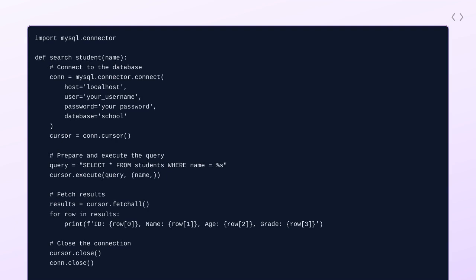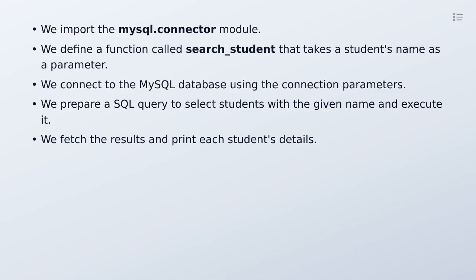In this script, first, we import the MySQL.connector module. Also, we define a function called search_student that takes a student's name as a parameter. Also, we connect to the MySQL database using the connection parameters. Also, we prepare a SQL query to select students with the given name and execute it. Finally, we fetch the results and print each student's details.